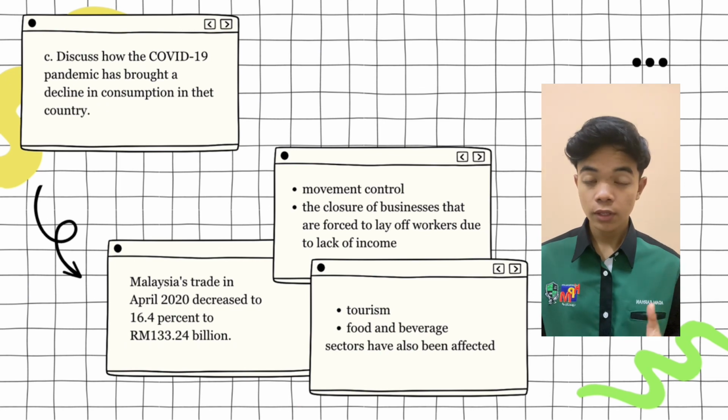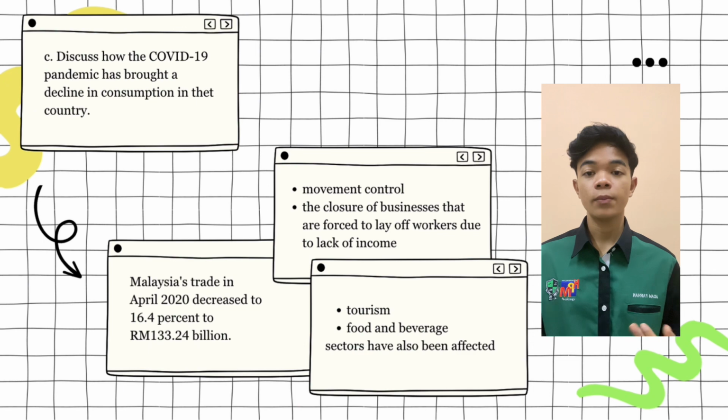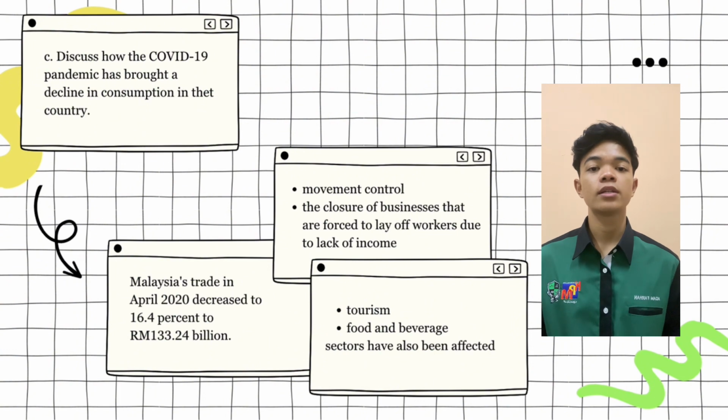Okay, so as we know, Malaysia is one of the countries involved in the COVID-19 pandemic. So Malaysia's trade in April 2020 decreased by 16.4% to 133.24 billion ringgit. The decline in consumption in Malaysia during the COVID-19 pandemic is due to several factors such as movement control and the closure of businesses that are forced to lay off workers due to lack of income.